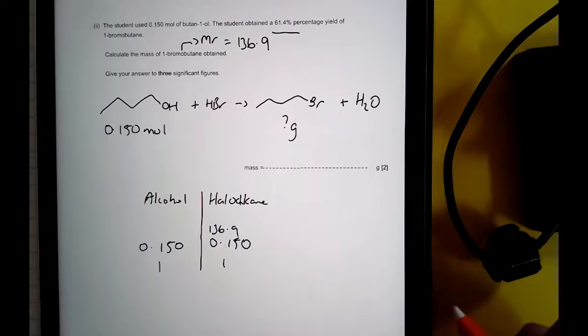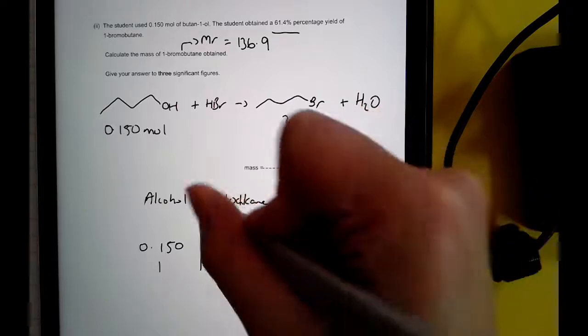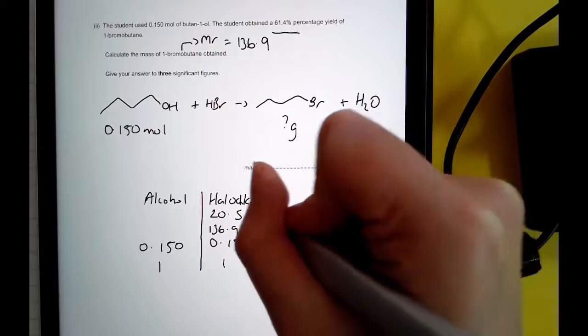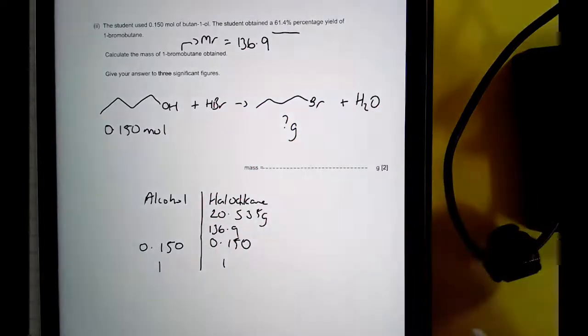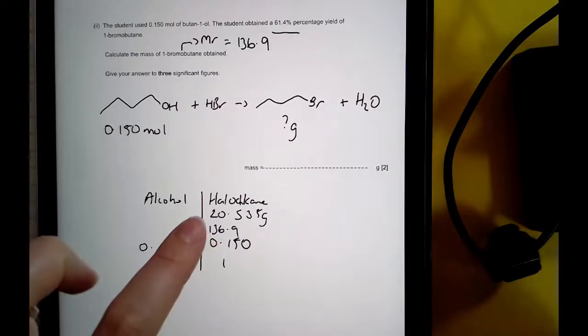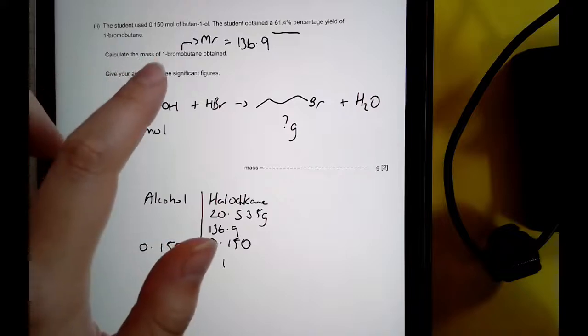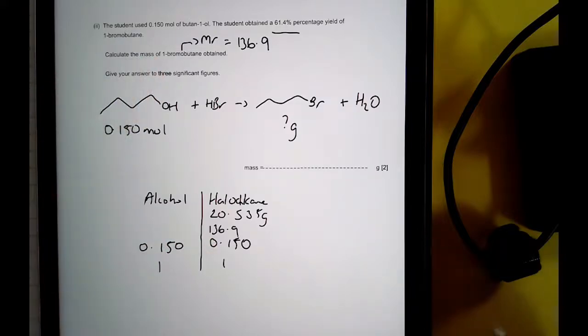When I do that, 136.9 times 0.150 equals 20.535 grams. Okay, so that's the mass of the haloalkane that I should get. But then they tell you that you've only got a 61.4% yield. So I'm not actually going to get that mass because I'm going to lose some of it along the way. And they want to know the mass of the 1-bromobutane that you actually obtain.